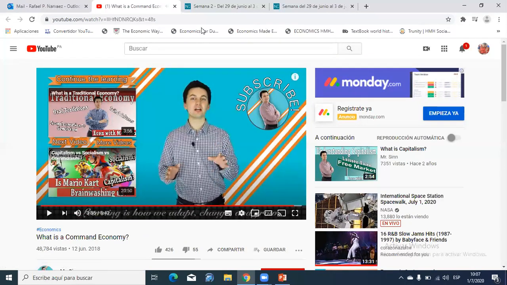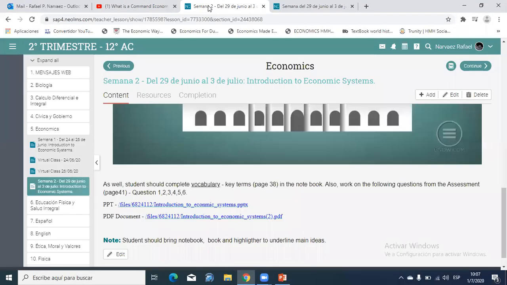Now, remember, guys, now it is 10:07. I'm going to give you this extra time for you to work on your vocabulary. Remember, the vocabulary is on page 38. Open it over here and you'll get the vocabulary, or maybe here you are in the PowerPoint that is already here in your platform. And also start working on the assessment questions 1, 2, 3, 4, 5, and 6. You need to answer them. Why? Because eventually I'm going to ask for them.